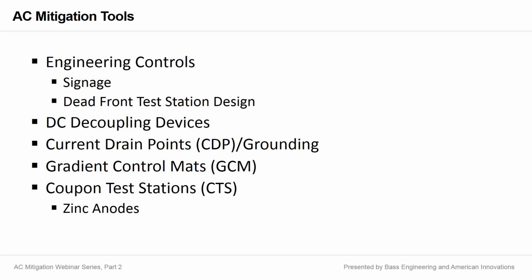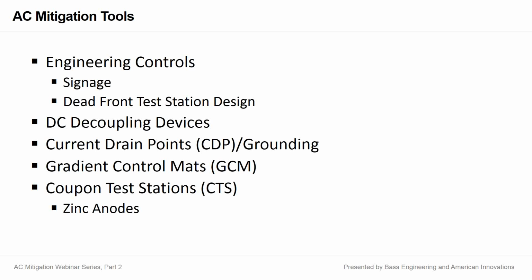We have a number of devices in our toolbox, if you will, that are at our disposal to use as we tackle this problem. One of the simplest and most frequently used are rather standard engineering controls. So these can consist of signage, as well as dead front test station design. Right behind that, we start using a number of off-the-shelf products. DC decoupling devices are available to us.